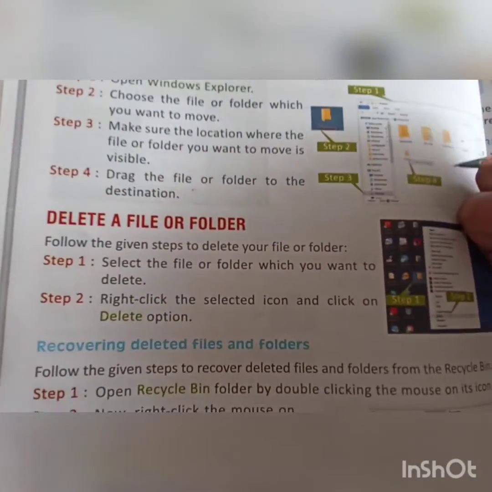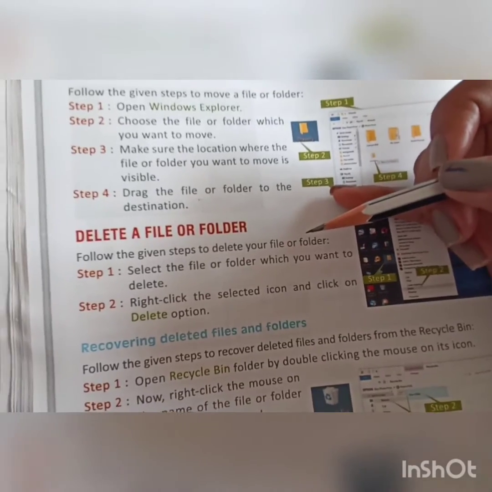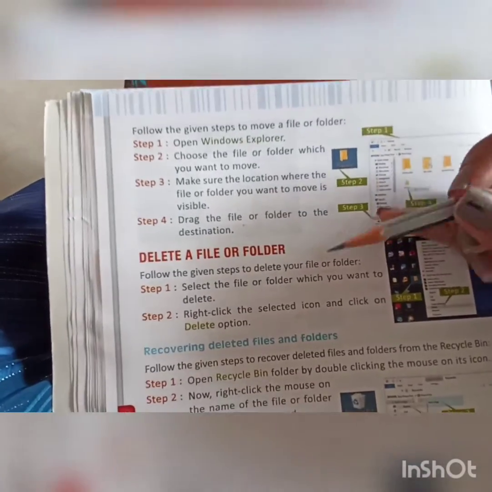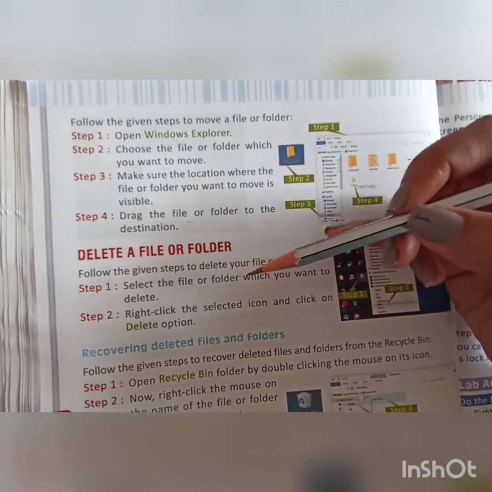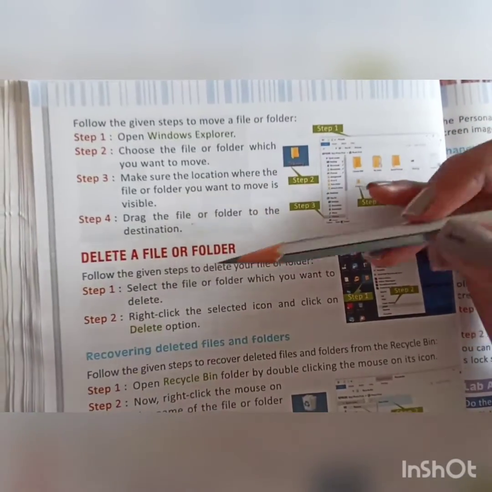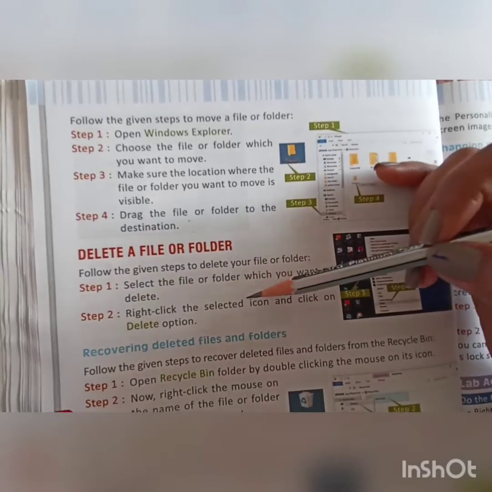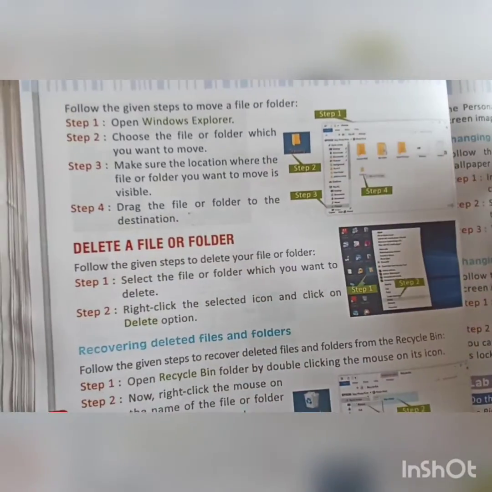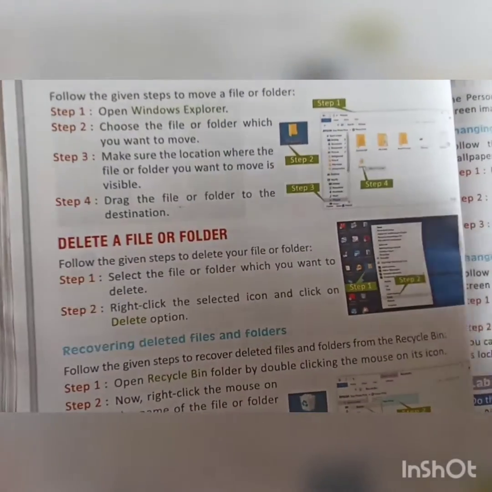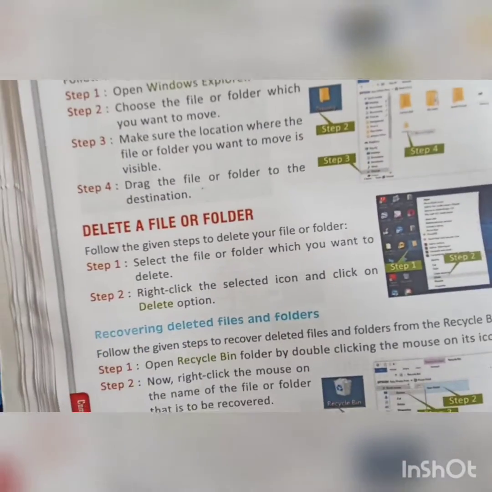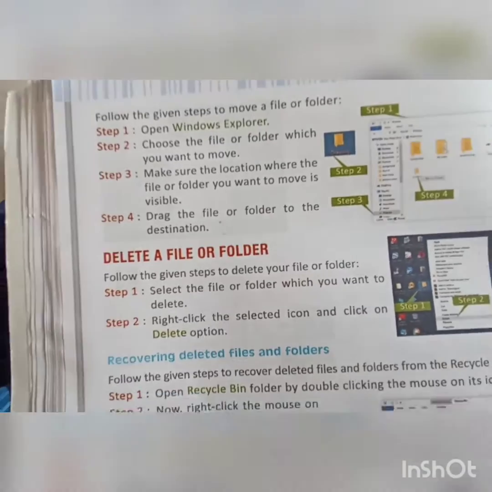Next heading is delete a file or folder. Follow the given steps to delete your file or folder. Step 1. Select the file or folder which you want to delete. Step 2. Right click the selected icon and click on delete option. So while you click on the delete option, the file will be deleted.